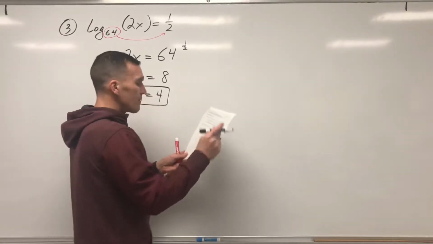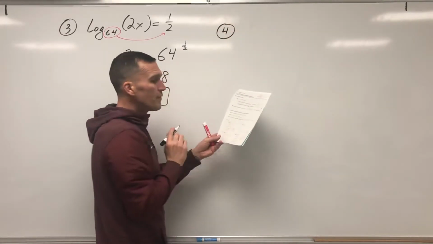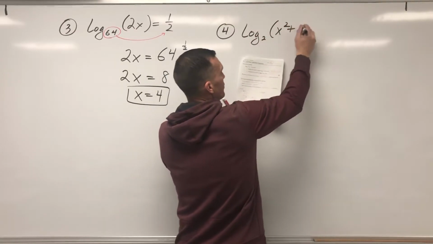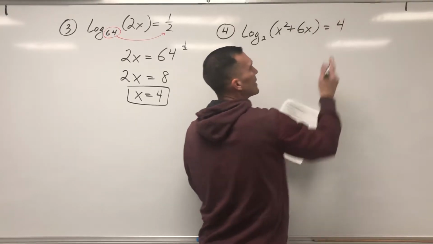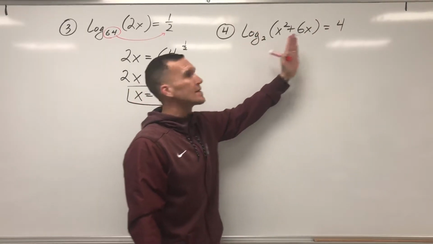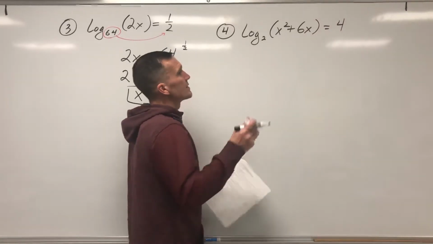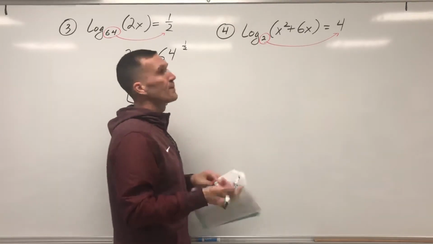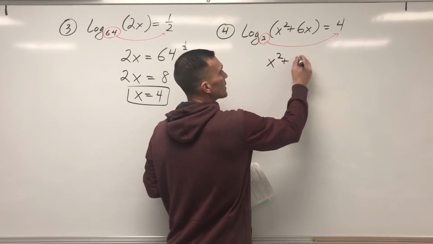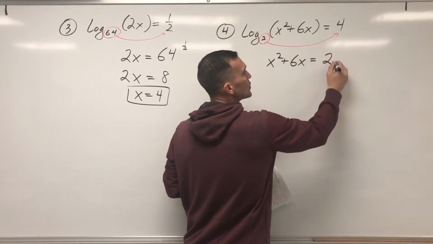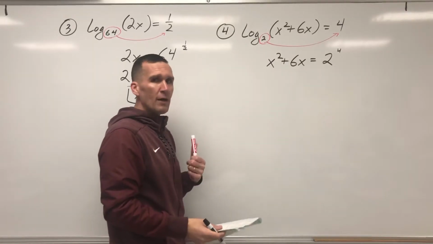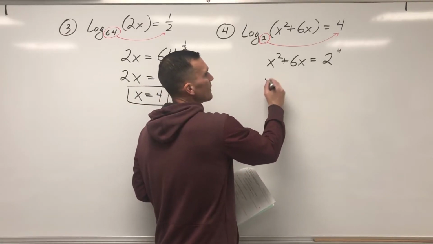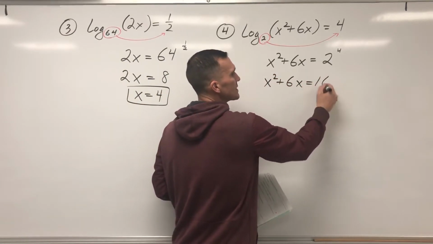Now our last example of the day, number 4, when we have log base 2 of x squared plus 6x equals 4. Again, when you got a log on one side, not the other, move the base, convert. So when I move the base and convert, now it's an exponent problem, no longer a log problem. And I have x squared plus 6x is equal to 2 to the power of 4. Well, 2 to the power of 4 is not 8. 2 times 2 times 2 times 2 is 16. So now I have x squared plus 6x is equal to 16.